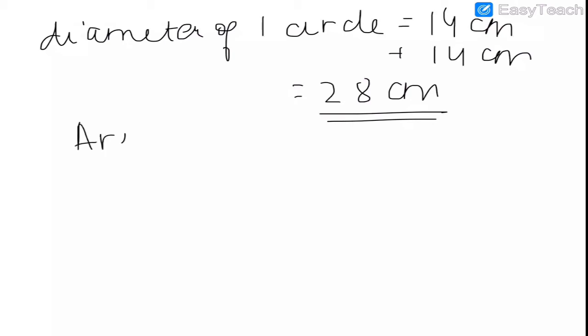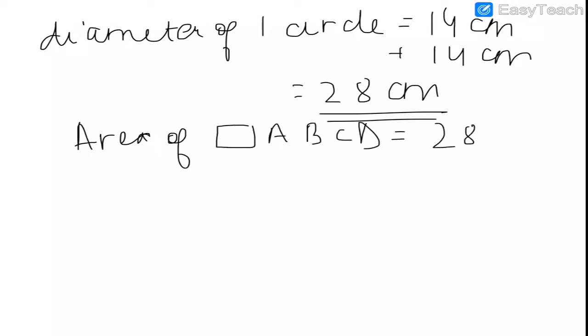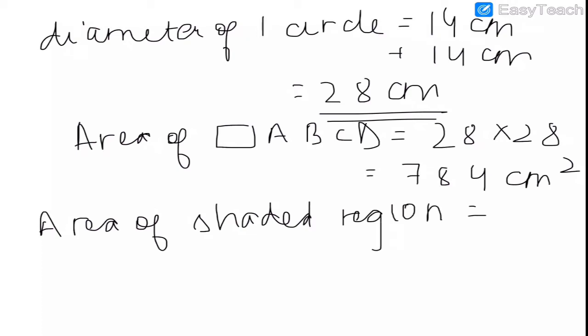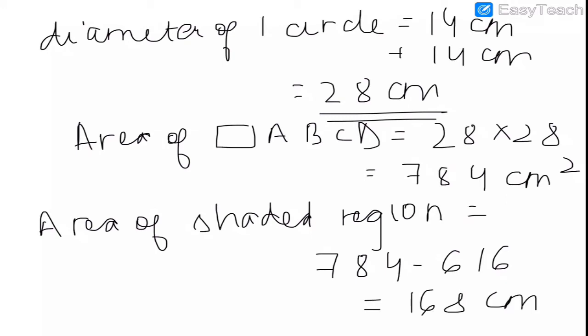So area of square ABCD is 28 into 28, that is 784 centimeter square. So area of shaded region is equal to 784 minus 616, and that is 168 centimeter square.